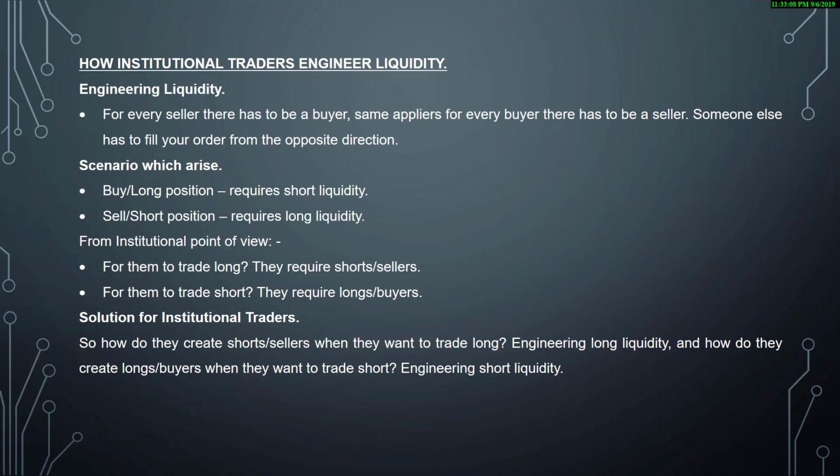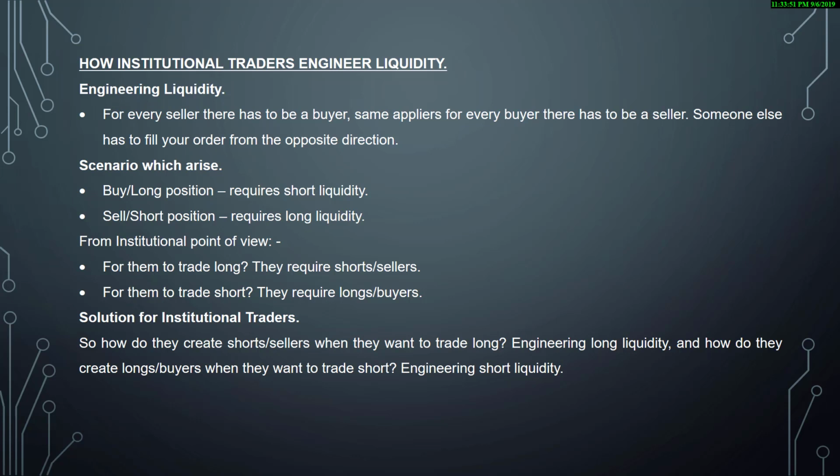For institutional traders to be selling or to go short in the market, to open short positions, what do they require? They require long liquidity. They require people to be buying, right? They entice the market to buy, in other words, when they want to sell. So from an institutional point of view, for them to trade long, they're going to require shorts. They require people to be selling, right? For them to trade short, they require longs. They need retail traders to be buying into the market, right?